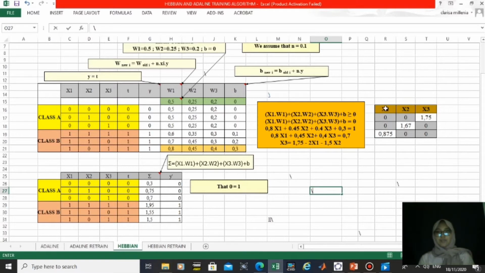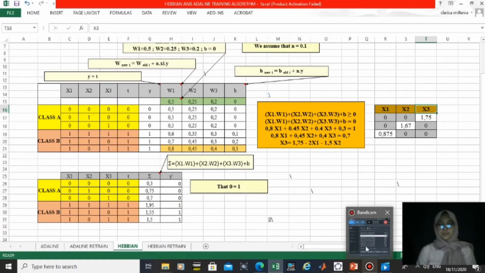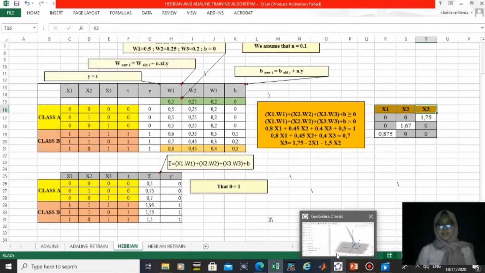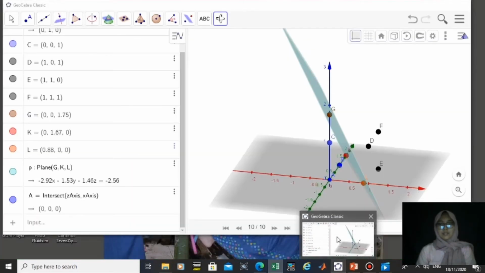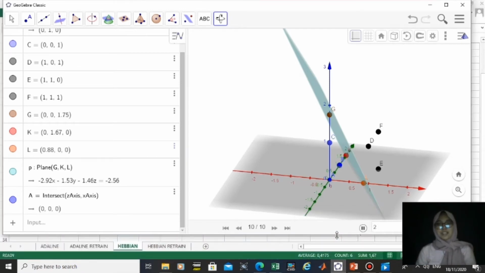0.82775. Once we have x1, x2, and x3, we can plot them to make a decision boundary. So I plot this x1, x2, and x3 with this f in GeoGebra Classic. The red line is assumed by x1, the green line is assumed by x2, and the blue line is assumed by x3.